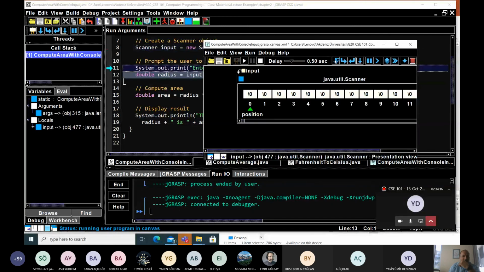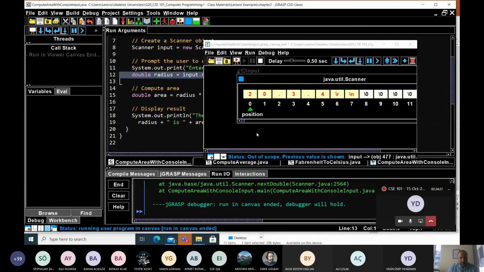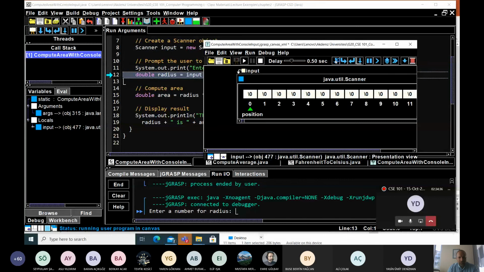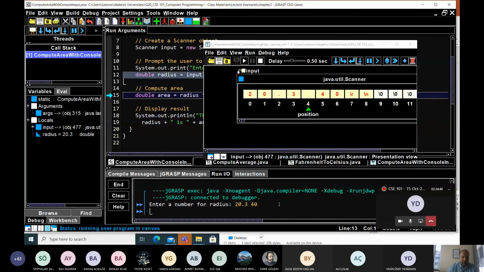Let's look at a couple more examples of some problematic things that we might think shouldn't be a problem. 20.3.4. Same problem, right? This is not a number. You can't have 2 decimal points in a number. Okay. What about 20.3 space 40?